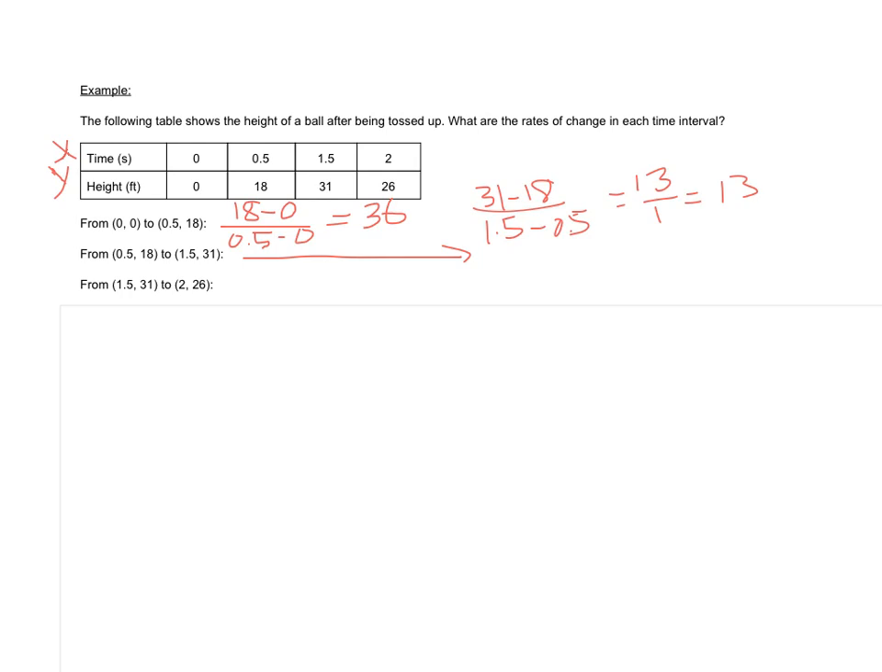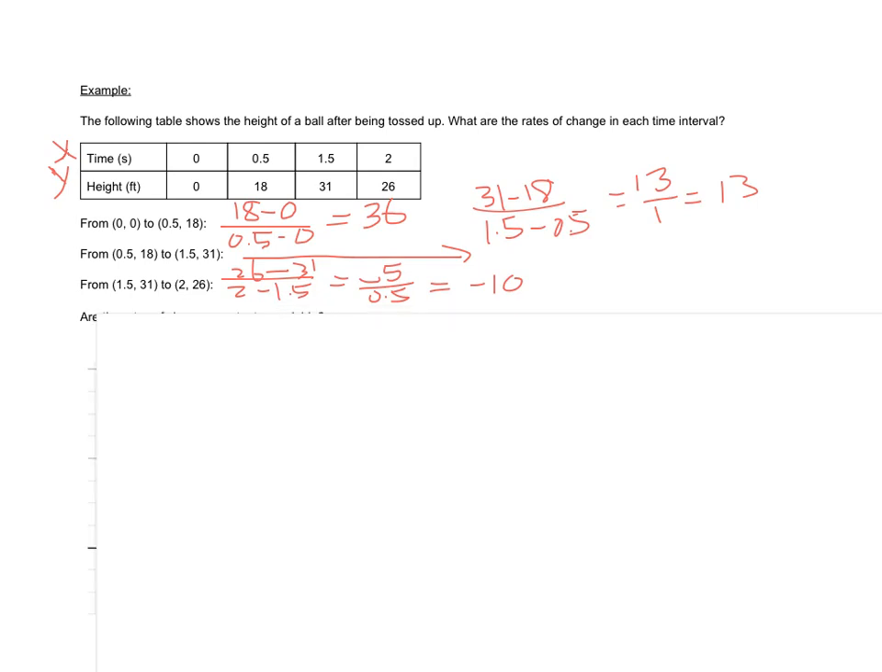The last one is 26 minus 31 over 2 minus 1.5, and I have a negative number, which is negative 5 over 0.5, which is negative 10. Do you notice that in this example, we actually have different rates of change? It's very interesting. So let's take a look at the graph.